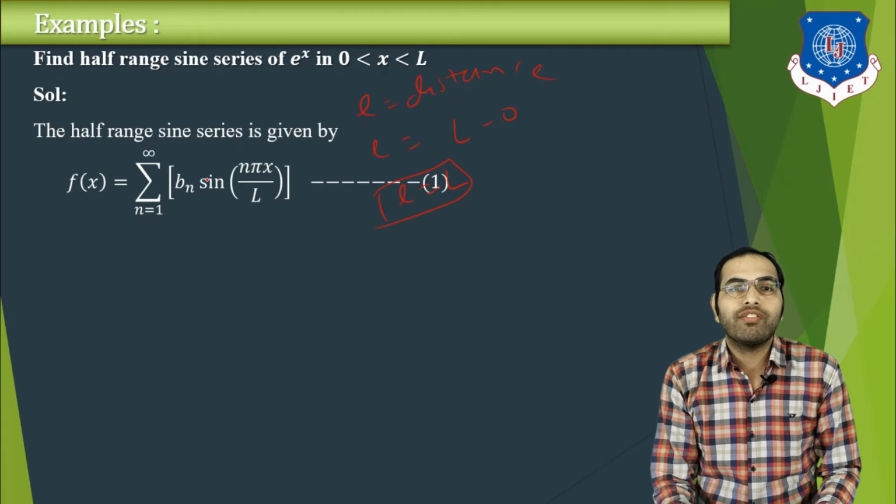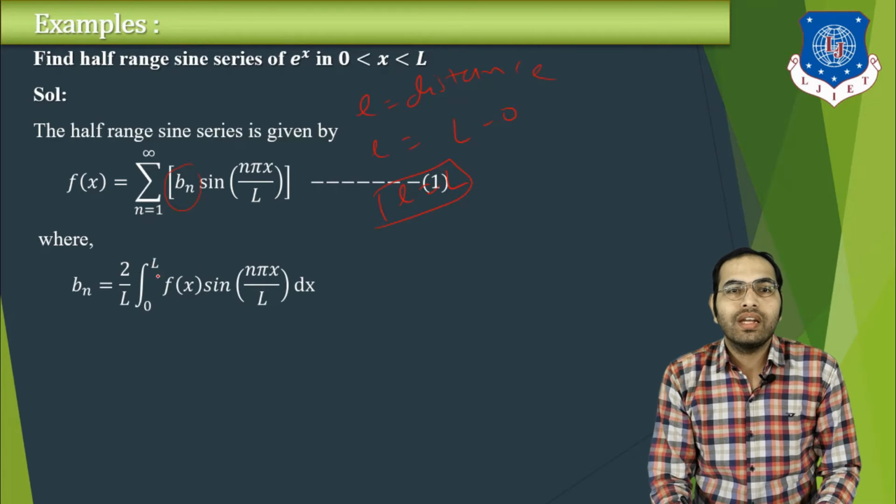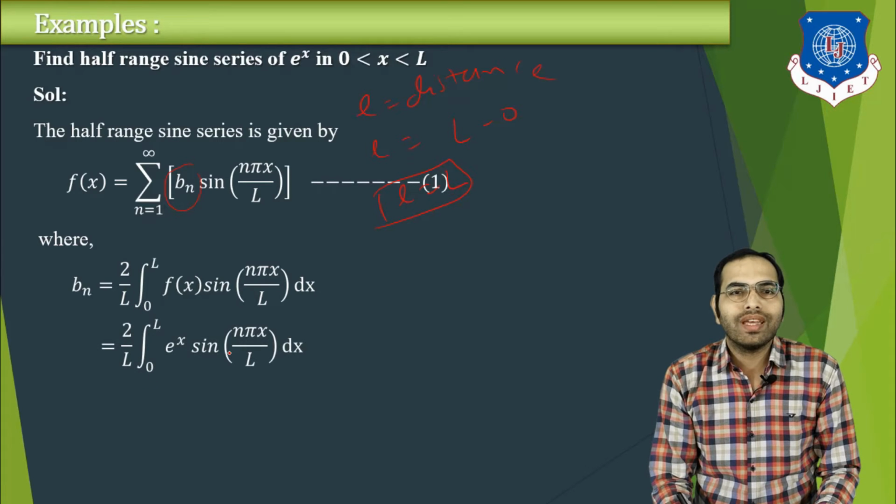Now we have to find the value of bn first, then substitute it. Then bn equal to 2 by L integral 0 to L f of x sin n pi x by L. Here we replace small l with capital L. Now our function is e raised to x, then 2 by L integral 0 to L e raised to x sin n pi x by L dx.